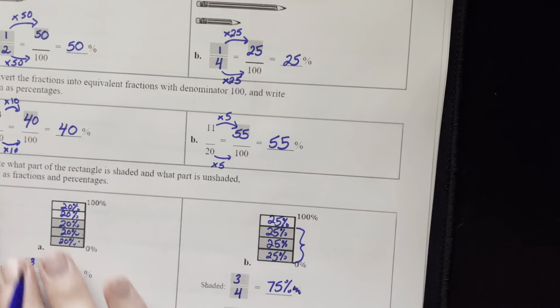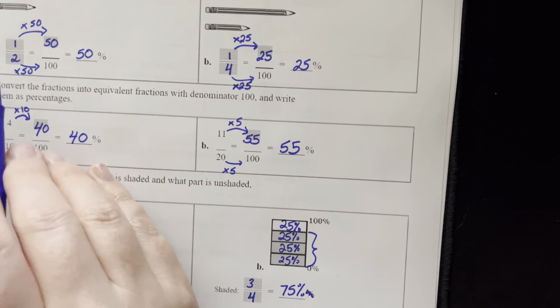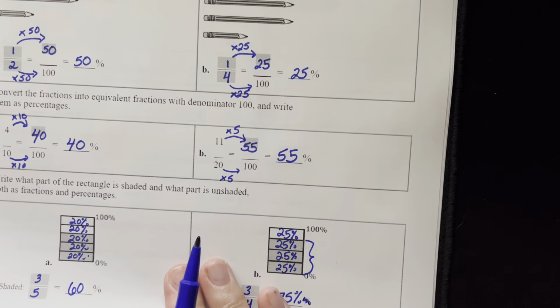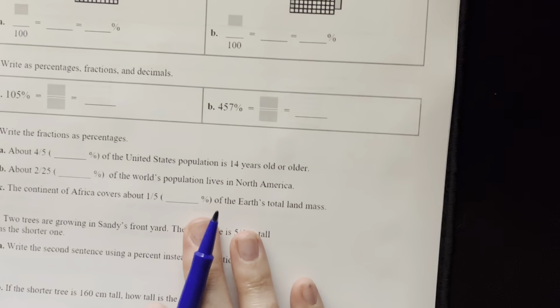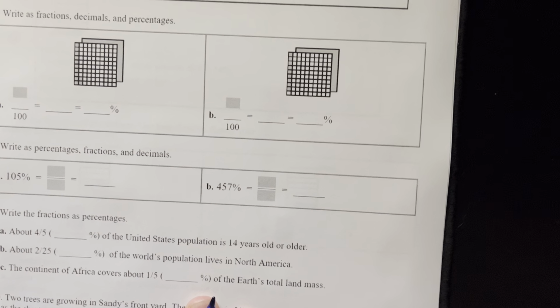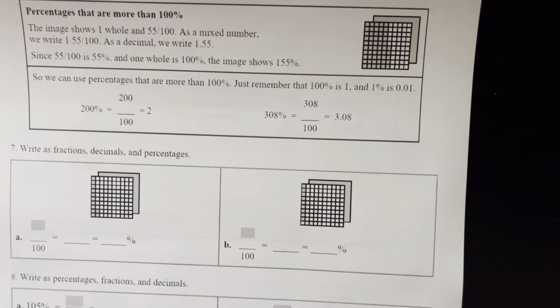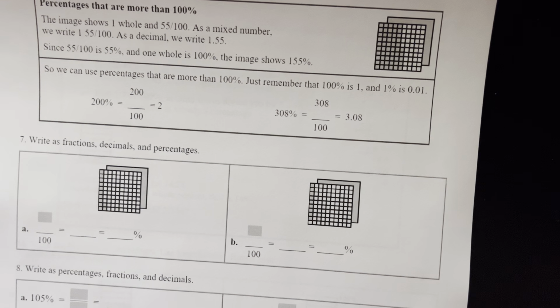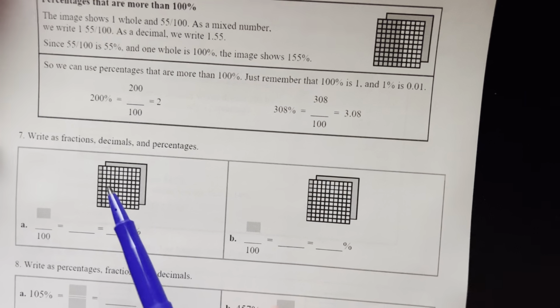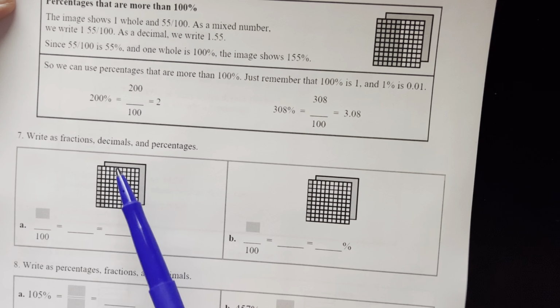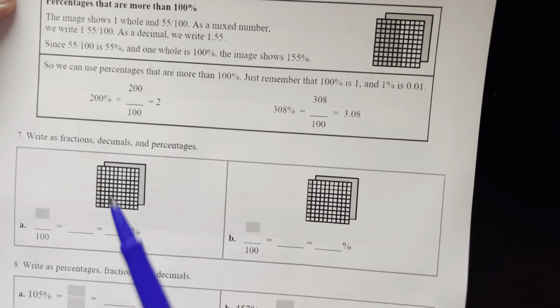In all of the problems on this page, the denominators of the given fractions were factors of 100. It won't always happen that way. Sometimes we also have percentages that are larger than 100%, meaning greater than a whole, and that's okay too. It just means in a base 10 model, we would have one whole shaded and then parts of another one.